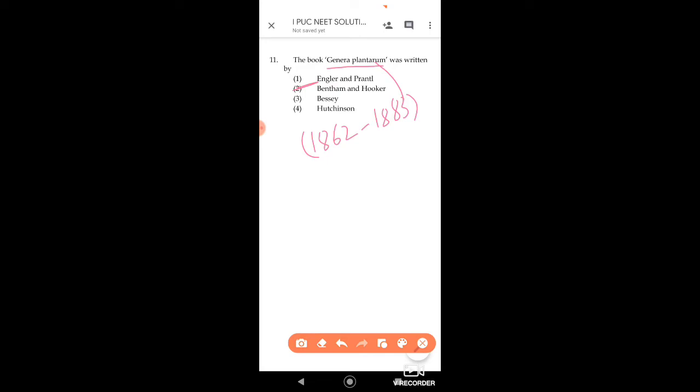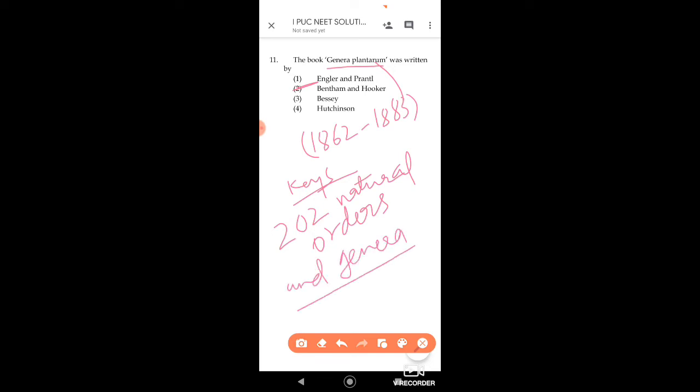It provides the taxonomic keys for easy identification of 202 natural orders, and to go with that, even genera, 202 genera. It describes them clearly for easy identification. So that is the Genera Plantarum book, which was given by Bentham and Hooker.